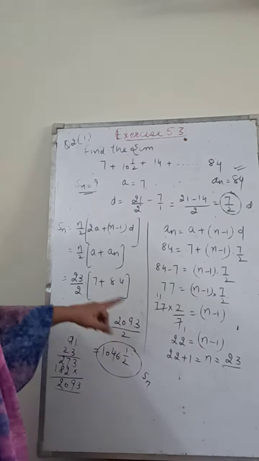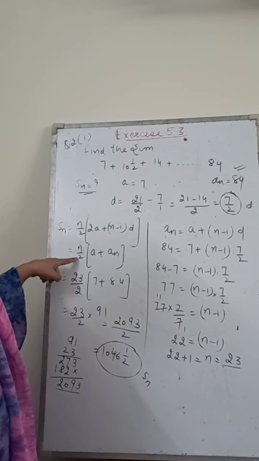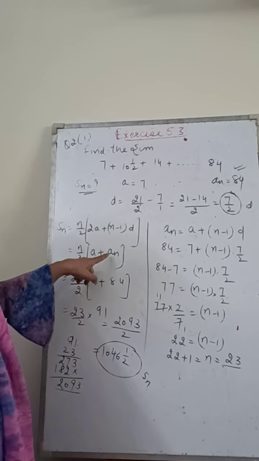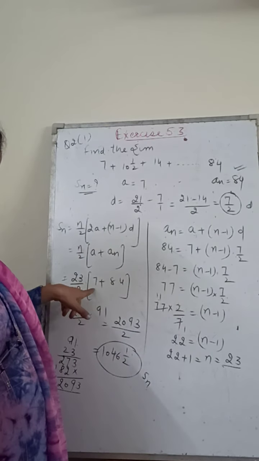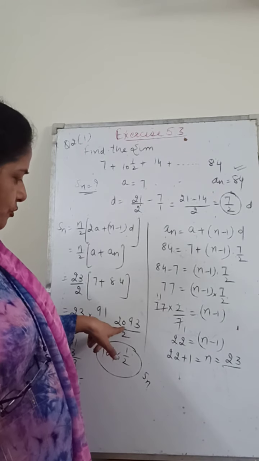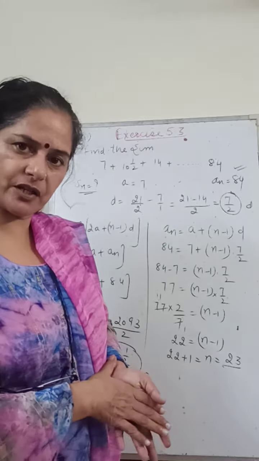Now this n is 23, so you can find Sn very easily. N is 23 upon 2, right? A is 7 first term and last term an is 84. 23 by 2, this comes out to be 91. 91 multiplied by 23 comes out to be 2093 upon 2. You can change it to the mixed fraction.